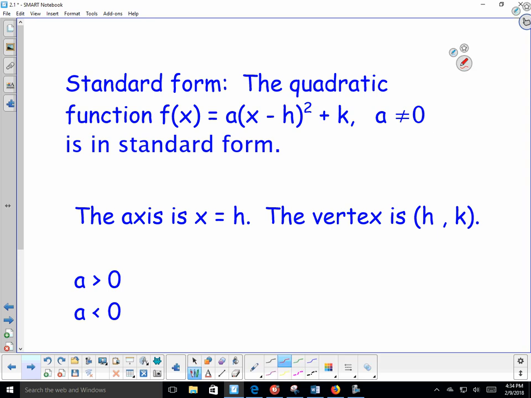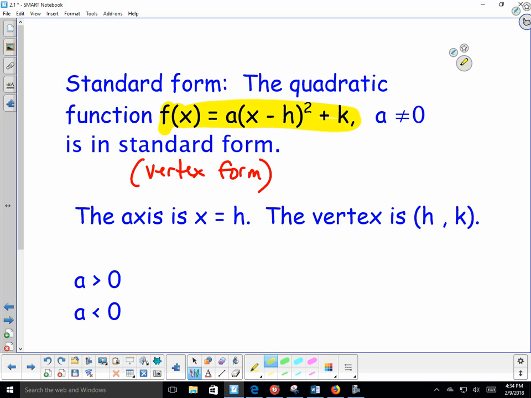I will call it standard form like they do, but I really would also refer to it as vertex form, because if it's in this form, you can see what the vertex is. You can just pick out what the vertex is. All right? So the form is f of x equals a times the quantity x minus h squared plus k. This is your standard, also known as vertex form.